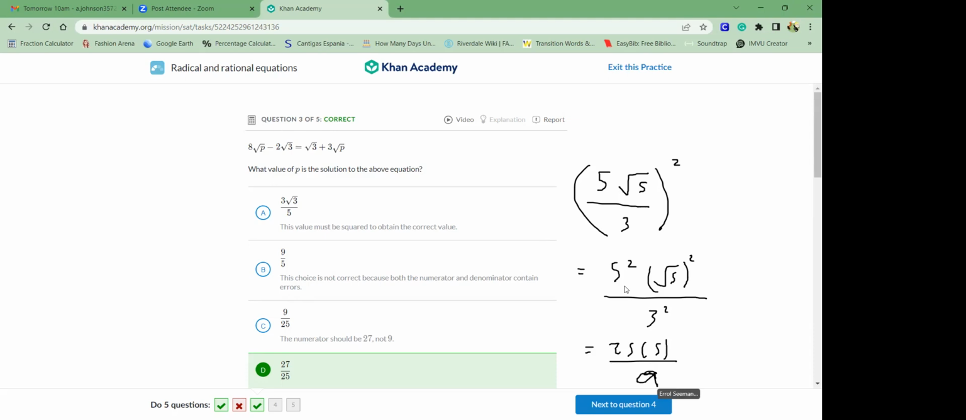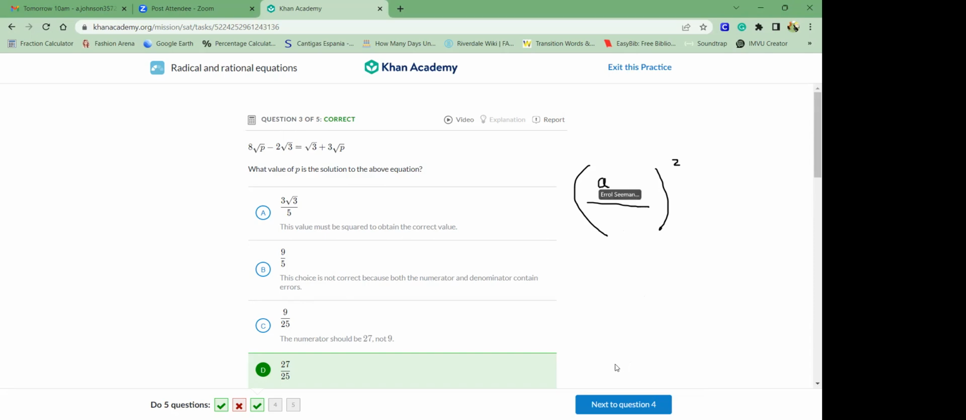Do you understand that? Yes. All right. It's really just your exponent laws, right? There's an exponent law that says if you have A, B, and C, it's really the same thing as A squared, B squared over C squared, right? Just square all three terms, right? All right.